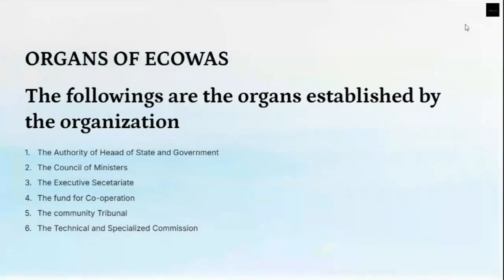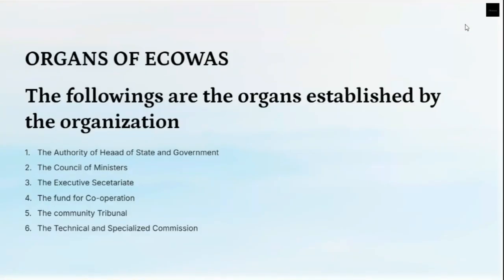Then the other organ is the Council of Ministers. So the Council of Ministers usually consists of two ministers or representatives from each member state. Nigeria has two, Ghana has two, like that. So each has two members actually.